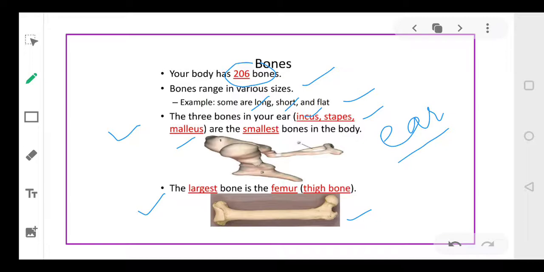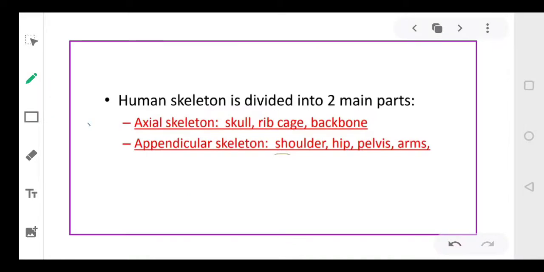And your bones can be grouped into 2 main categories. One is axial skeleton and second is your appendicular skeleton. हम आपकी जो बोन्स हैं उन्हें 2 तरीके से ग्रुप कर सकते हैं. आपके ह्यूमन स्केलेटन सिस्टम को हम 2 मेन पार्ट्स में डिवाइड कर सकते हैं. First is your axial skeleton that constitutes your skull, rib cage and the backbone. इसमें axial skeleton में हम काउंट करते हैं आपके skull को, rib cage को और backbone को. And your appendicular skeleton talks about your shoulders, hip, pelvis region and your arms.